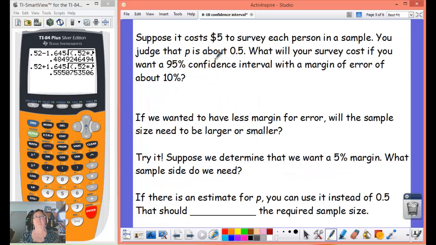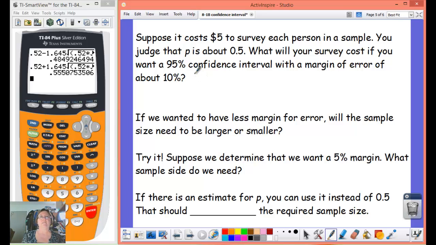Suppose it costs us $5 to survey each person in some sample. You think, okay, p is about 0.5. So we're saying we're not sure, but we think 0.5, and if we use that again, we'll get an interval that is sufficiently large to cover our margin of error. What will our survey cost if you want to be 95% confident and have margin of error around 10%?